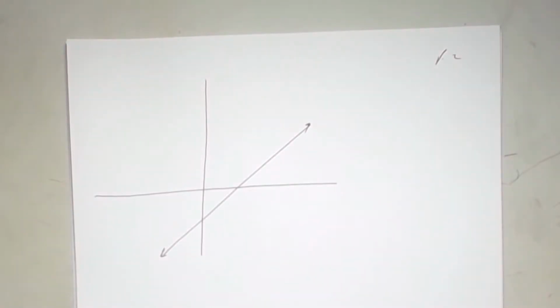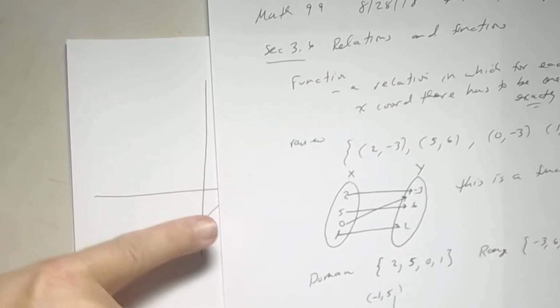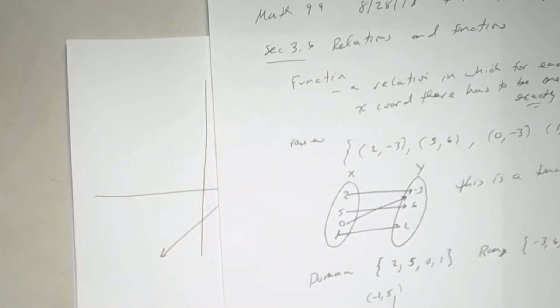How many ordered pairs were in these two examples? There you go, 4. What does infinite mean, guys? Unlimited. You can't count them, right? Okay, so that's what that means. Like the integers, there's an infinite number of integers. There's no way you can count all the integers, all the whole numbers, all the decimals, and so on.